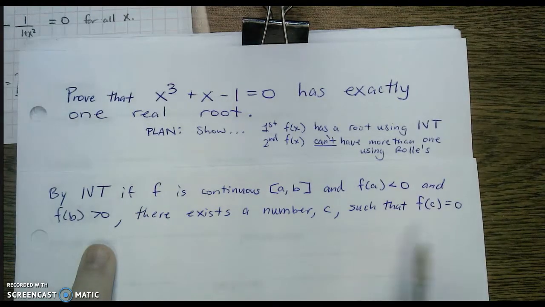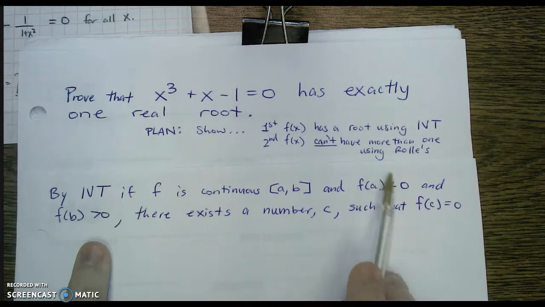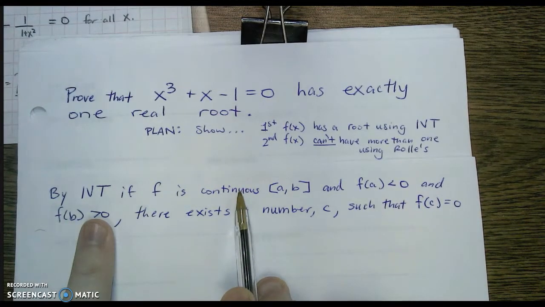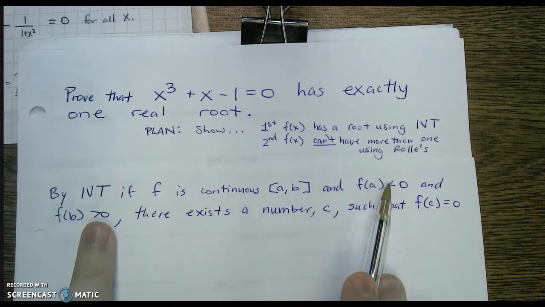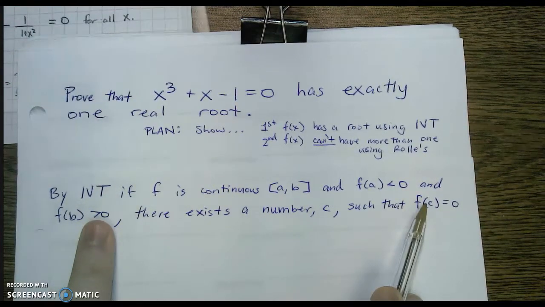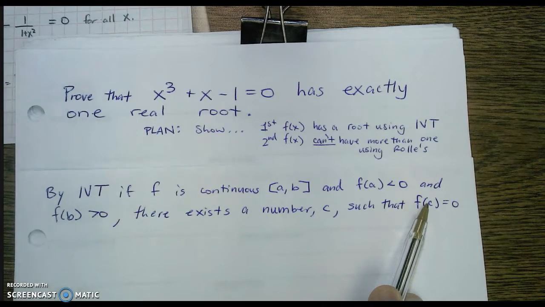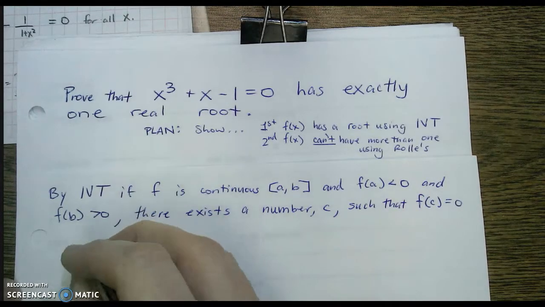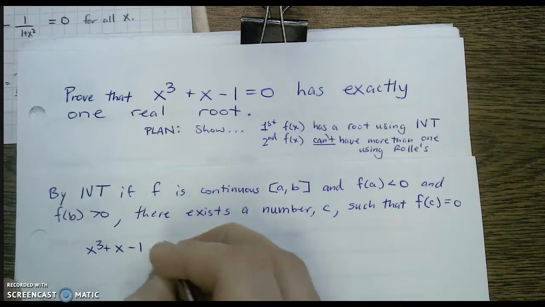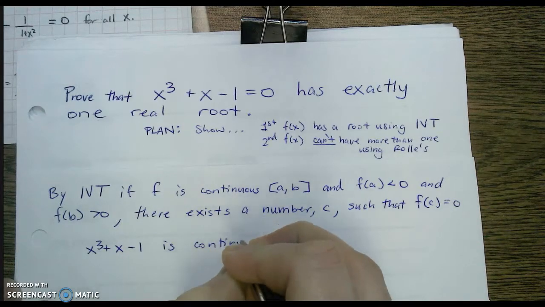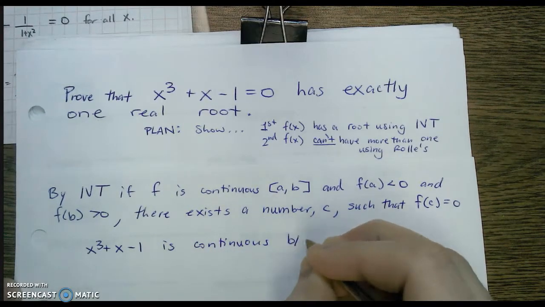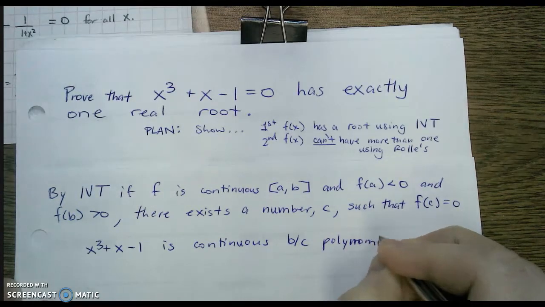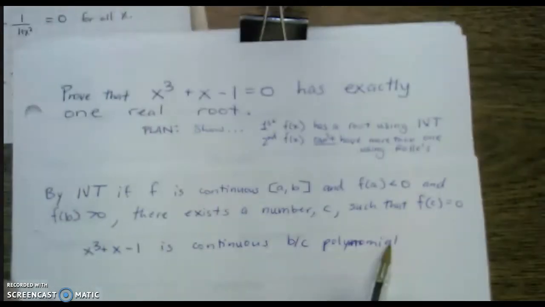So remember we did this before using the intermediate value theorem. We showed there's a negative. If there's a negative and a positive and the function is continuous, then there has to be a value between them. So if something's negative and positive, there has to be a value of 0 somewhere. Looking at the function they gave us, x cubed plus x minus 1 is continuous because it's a polynomial. All polynomials are continuous.